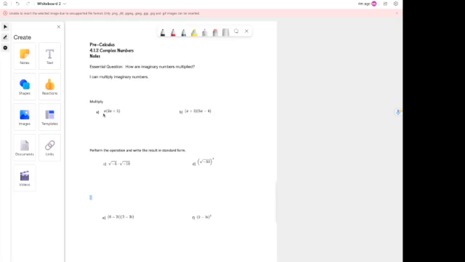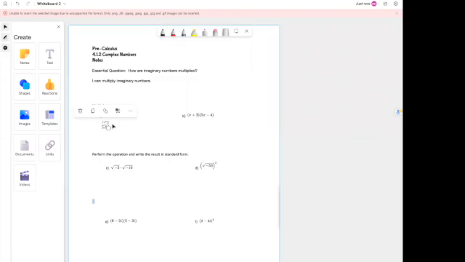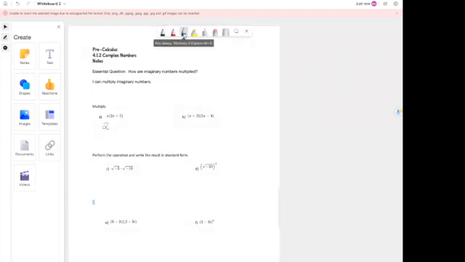So let's just review. When I take x times 2x plus 5, I multiply x times 2x, I get 2x squared plus 5x, because I take the x and multiply it by the 2x, and I take the x and multiply it by the 5.